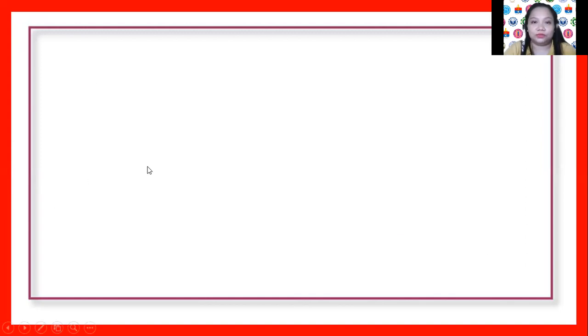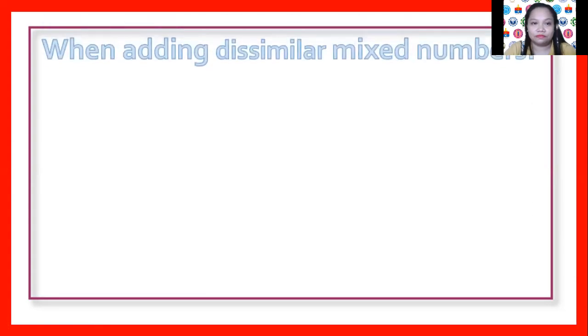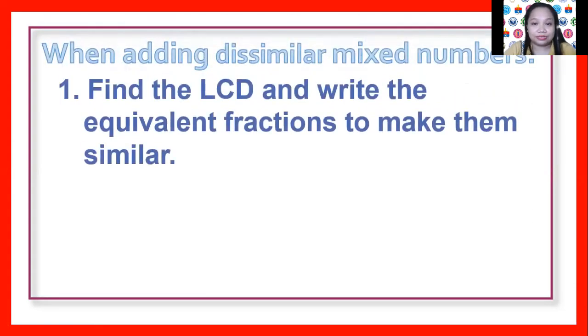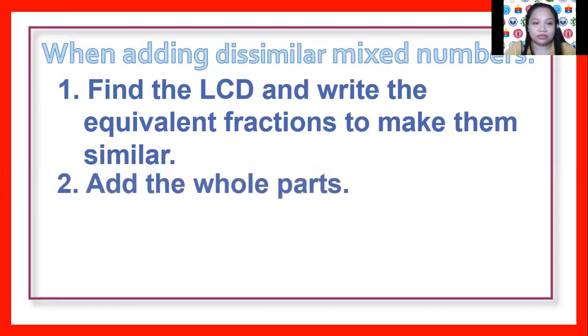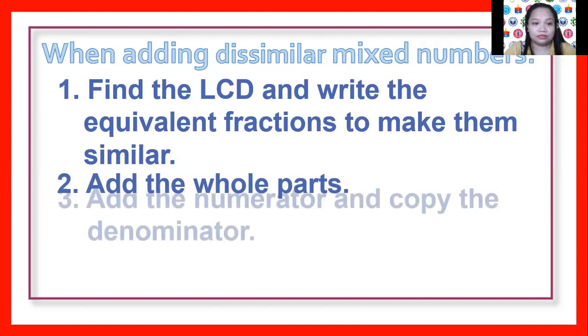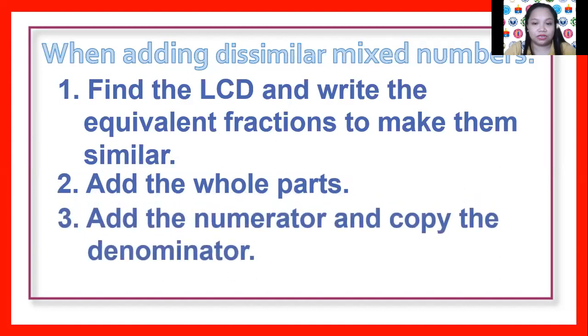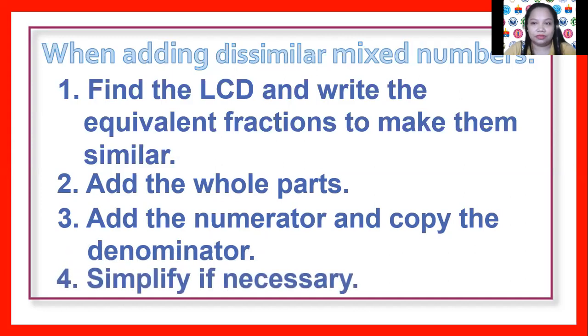So that is how you add similar mixed numbers. Don't forget these rules. First, you need to find the LCD and write the equivalent fractions to make them similar. Second, you need to add the whole parts. Third, you need to add the numerators and copy the denominator. And lastly, you simplify if necessary.